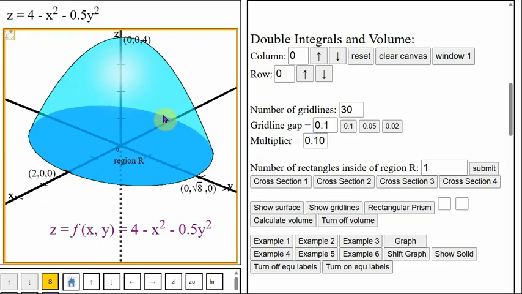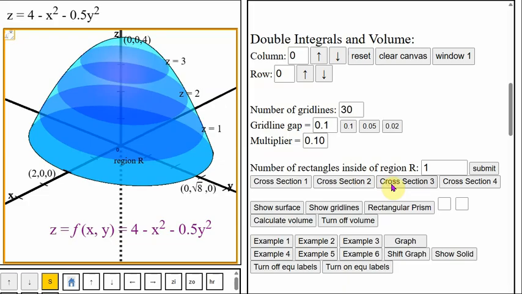Here's the elliptic paraboloid again, and this is the cross section right here when z is equal to 1. If we let z be 1, we end up with an ellipse like this. And here's the cross section at z equal to 2, and the cross section at z equal to 3.